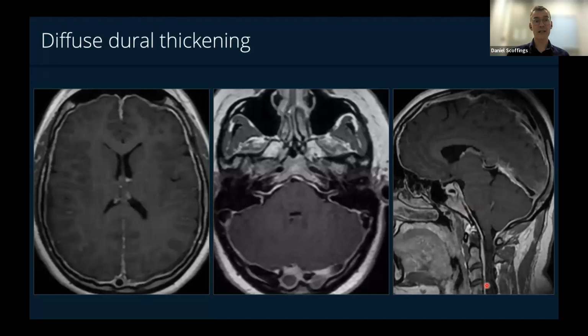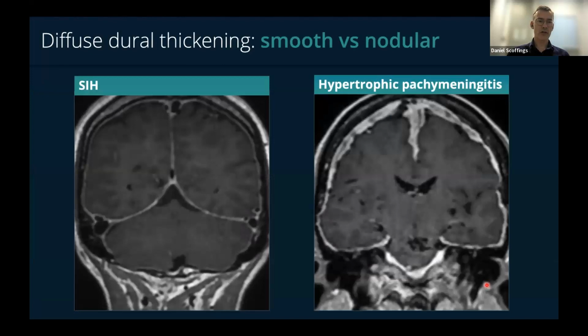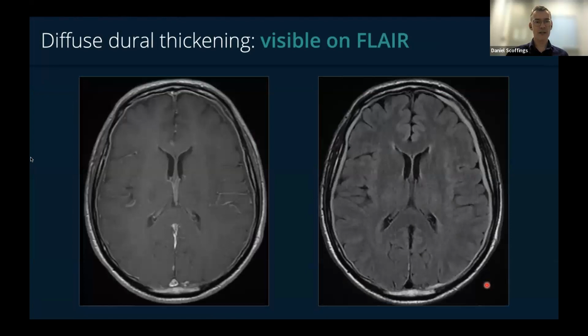Now, this smooth dural thickening is in contrast to the nodular, irregular thickening that we see in patients with inflammatory hypertrophic pachymeningitis or infective or neoplastic meningitides. As we said, this is best seen on T1 weighted imaging, this sequence on the left here, but you can see it very well on a FLAIR sequence.